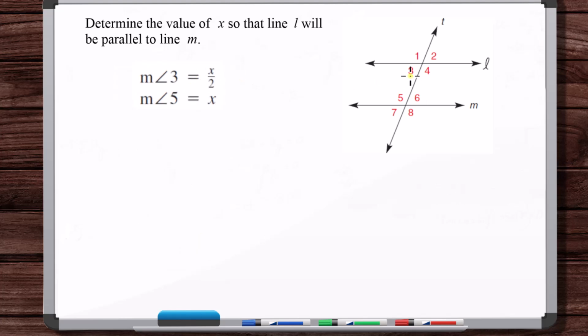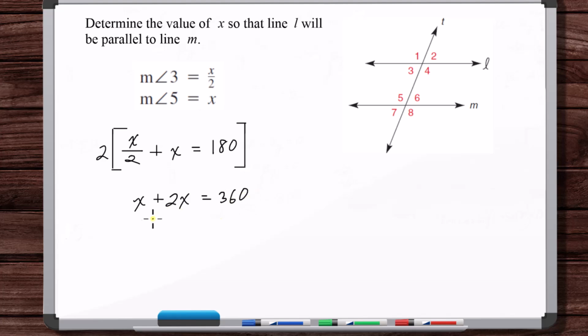Okay, so the measure of angle 3 they give us is x over 2. And they give us also an expression for angle 5. Those are interior angles on the same side of the transversal. So if those are supplementary, then lines L and M will be parallel. Supplementary means the measure of angle 3 plus the measure of angle 5 needs to be equal to 180. So if we multiply this entire equation by 2, we get x plus 2x is equal to 360. So 3x is equal to 360. Divide both sides by 3. Let's see, that would be 120, I believe. Let me make sure.